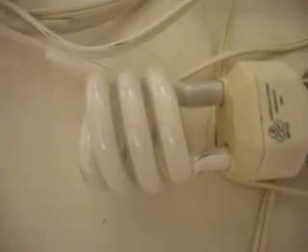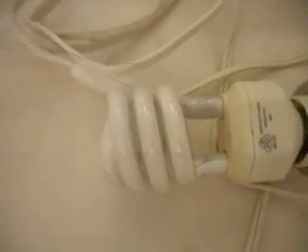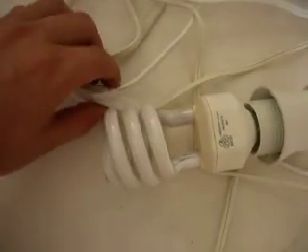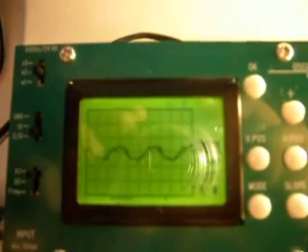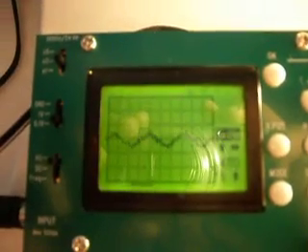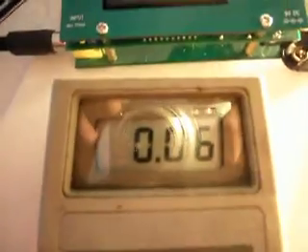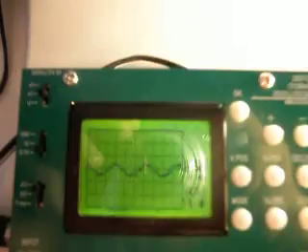Now the really interesting thing is how Energy Star lamp bulbs interact with the water. I'm going to switch this one on. Here's the water, here's our Energy Star light bulb, and here's our waveform. As you can see, it's got a lot of spikes in there now. It's still the same AC voltage, but there's distortion on the waveform.